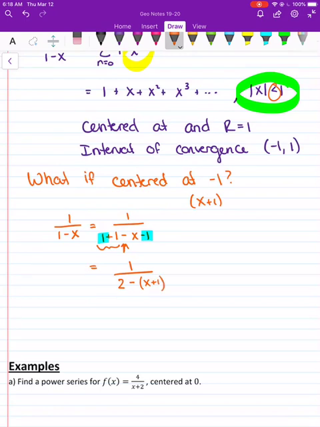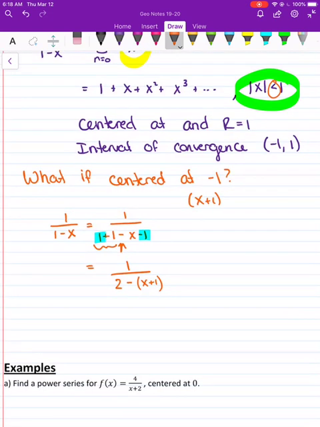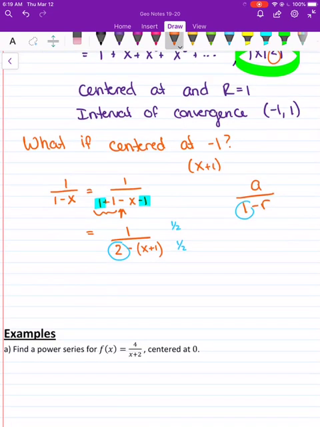All right, so we're almost there. Now my goal is to make it look like a over 1 minus r. So I have the a piece and I have the r piece, but I need this 2 here to be a 1. So what I'm going to do to get that to happen is I'm going to multiply the top and the bottom of this fraction by a half. So once I do that, I get 1/2 over 1 minus x plus 1 over 2.